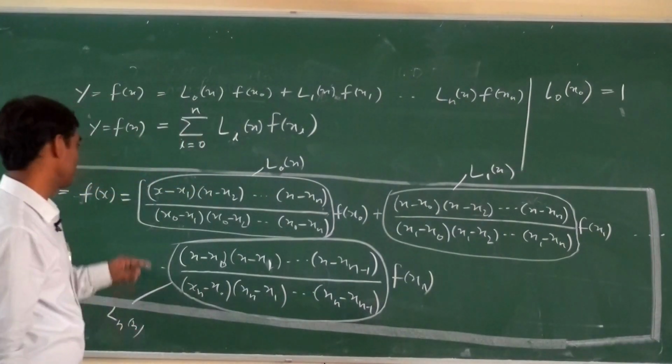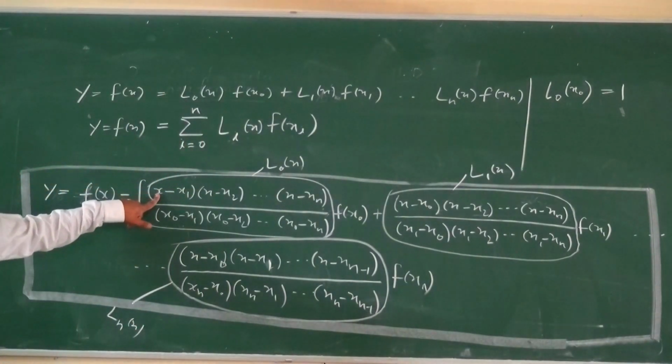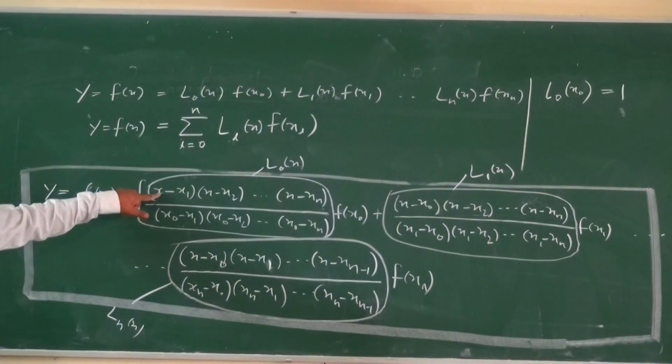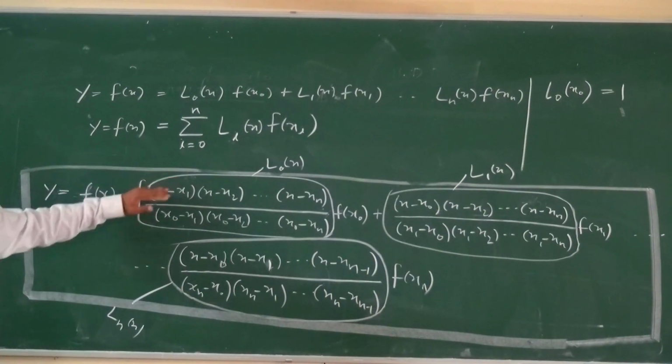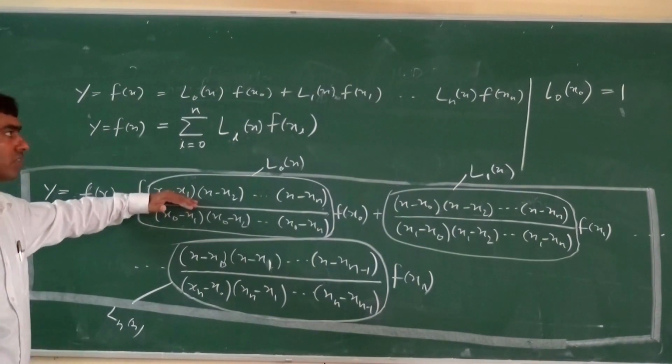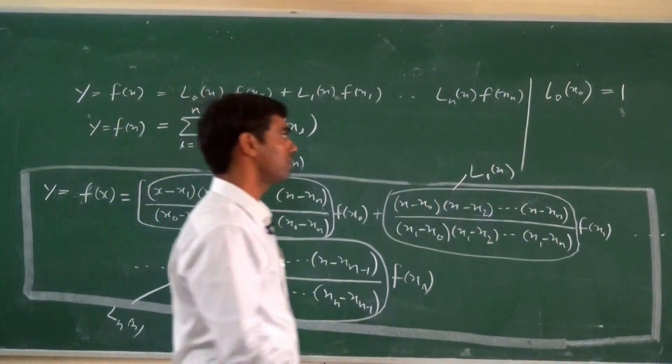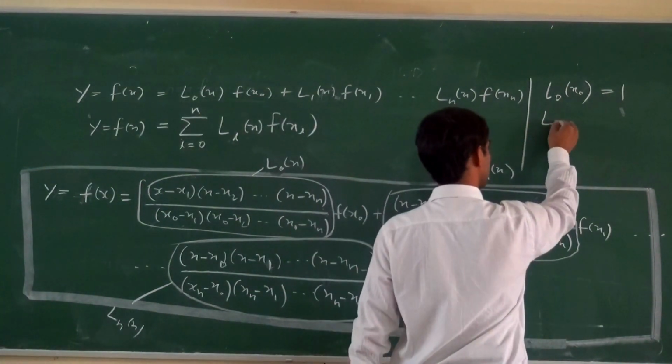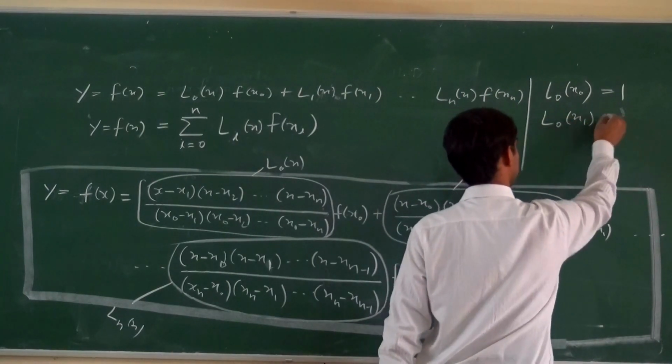And if we put x equal x1, then what will happen? This becomes 0. x1 minus x1, this one becomes 0. If this one becomes 0, then all the terms become 0. Means L0 x1 becomes 0.